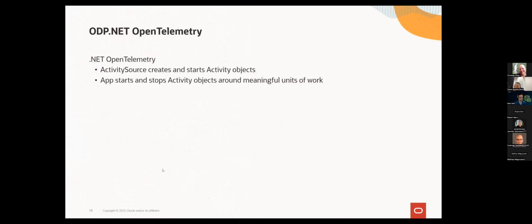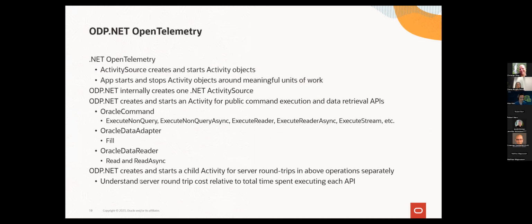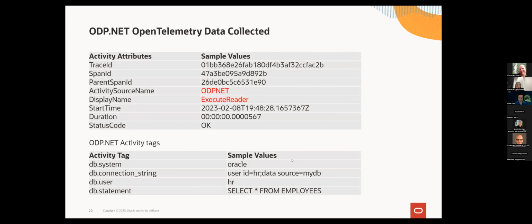And how to do that: we have an activity source that you start and stop. And internally, we create one as well. You can monitor all sorts of activities, things like executions, whether you're executing a statement, filling a data adapter, or reading. And we set up a child activity for things like measuring round trip. So if we look at what we get returned, this is the OpenTelemetry data. The key things are setting up a source name and display name, and some of the ODP.NET activities that you can see get returned.